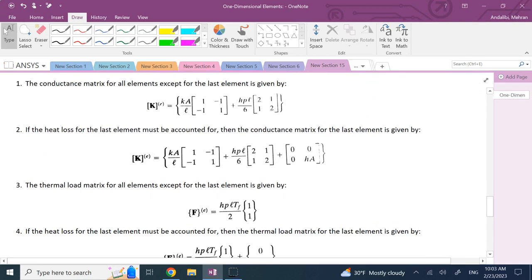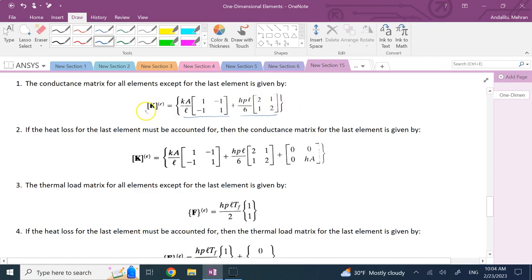So if you want the conductance matrix now for all of the elements except for the last one on the right, the conductance matrix for all of them is going to come from two terms. One is from the conduction between the elements, and the other one is from the heat dissipation through the perimeter of that element and through convection.